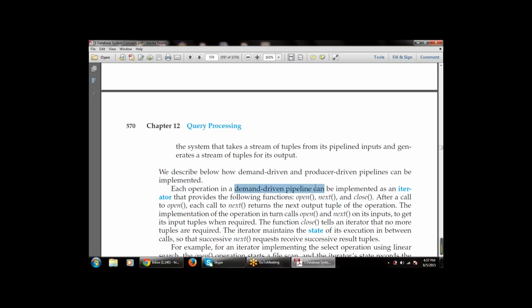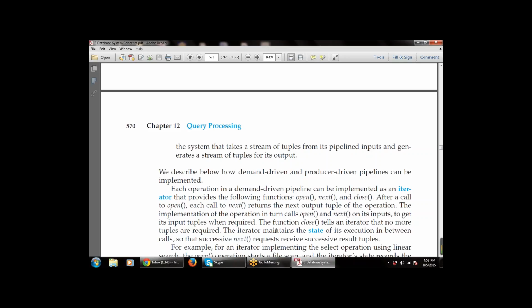Each operation can be implemented as an iterator that provides the following functions. Each operation in a demand-driven pipeline can be implemented as an iterator that provides the functions open, next, and close. After a call to open, each call to next returns the next output tuple of the operation. The implementation of the operation in turn calls the open and the next functions.